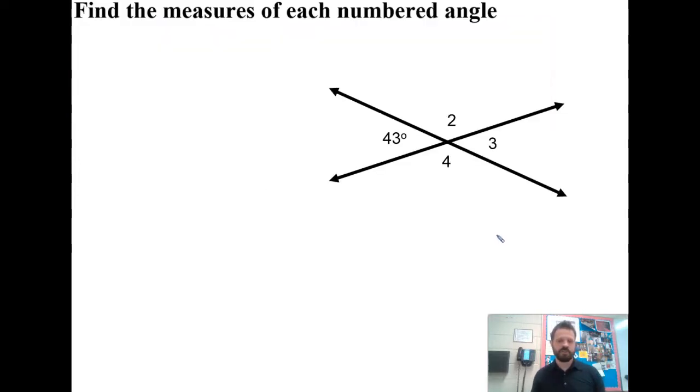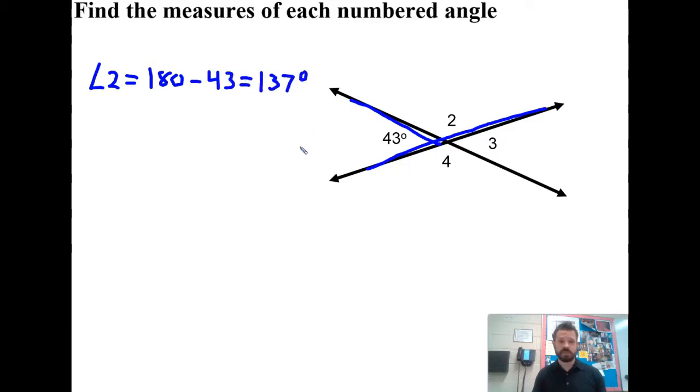All right, so before we get into the vertical angle theorem, let's take a look at something we know how to do already from Chapter 1. Let's say I have a geometric figure here, and we want to find the measure of each numbered angle. Since I'm given this 43 right off the bat, I can figure out what angle 2 is because I have a linear pair. So angle 2 is just going to be equal to 180 minus the 43, in other words, 137 degrees.